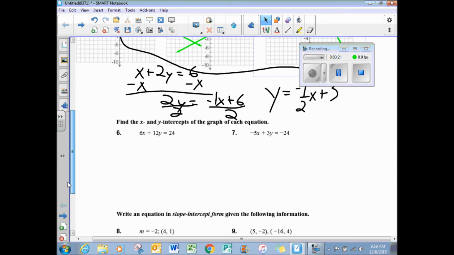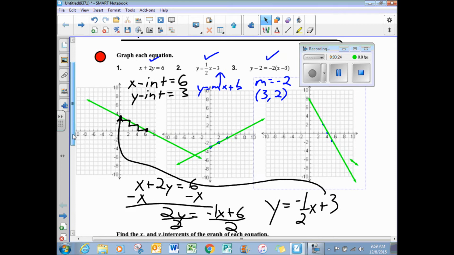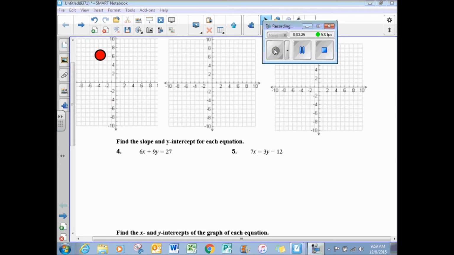Okay, moving on. Find the x and y intercepts. So let's go ahead and pause. Okay, so now let's continue, shall we?